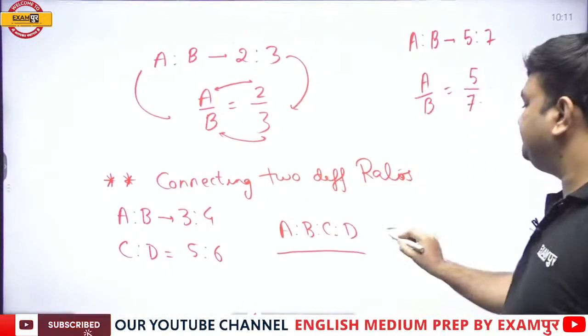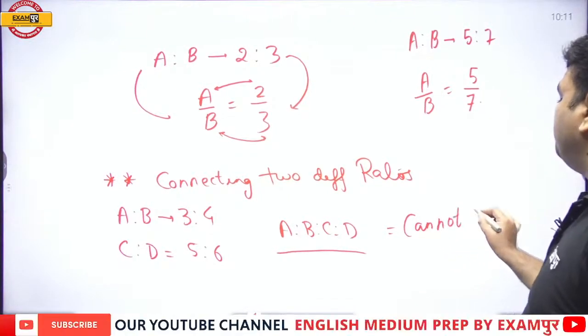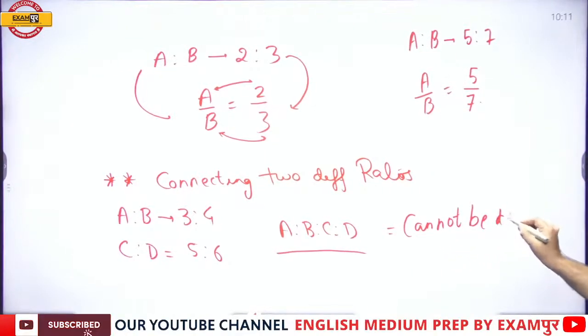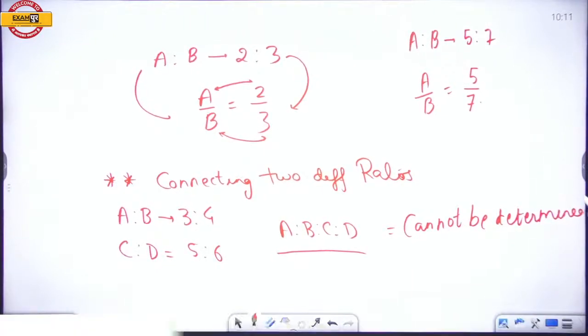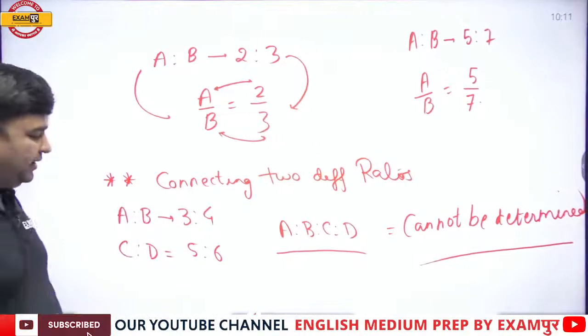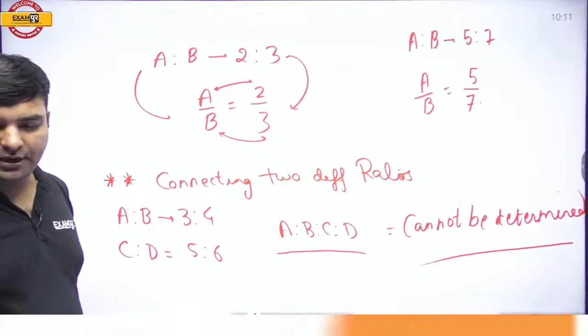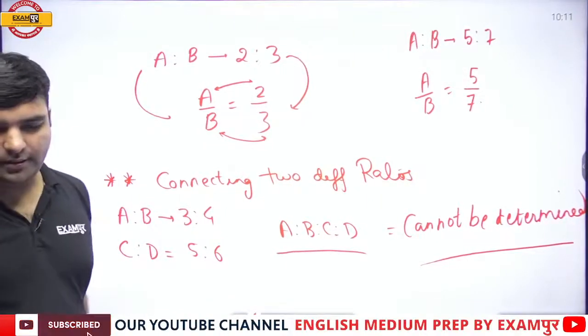The answer is cannot be determined. Why cannot be determined? Because there is no connecting link. You cannot connect two different ratios if there is no connecting link.